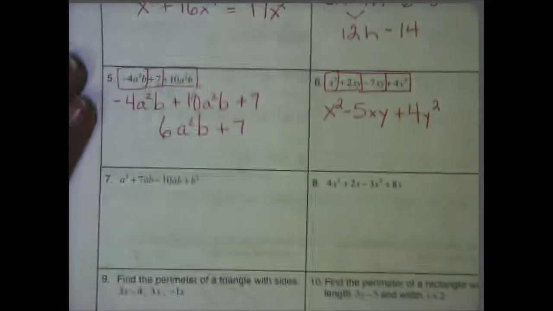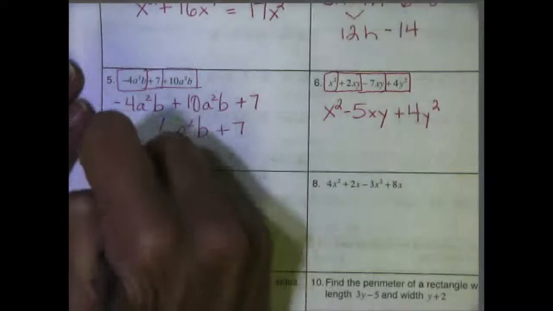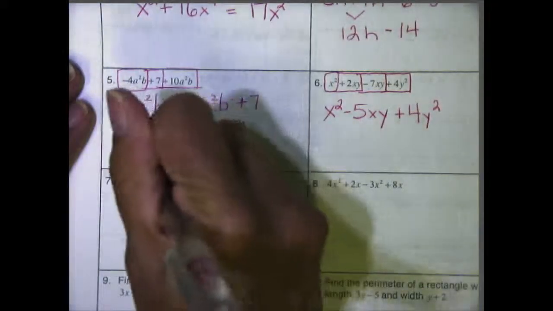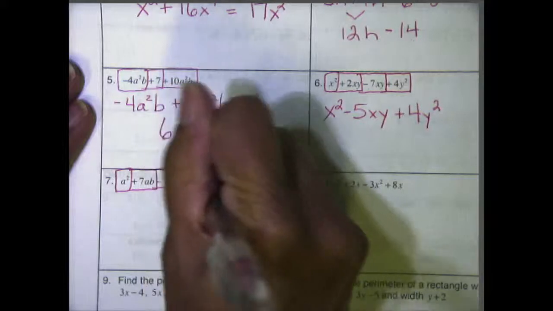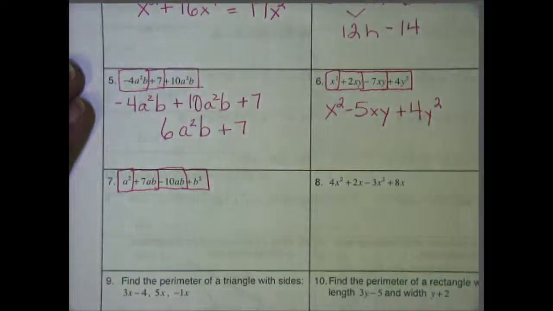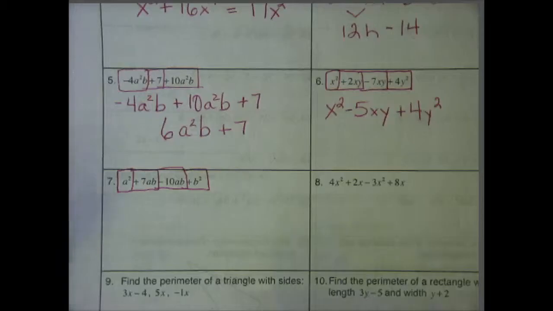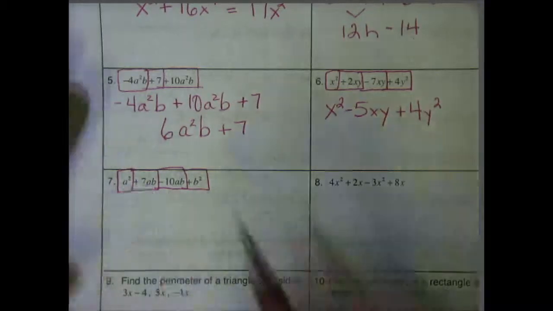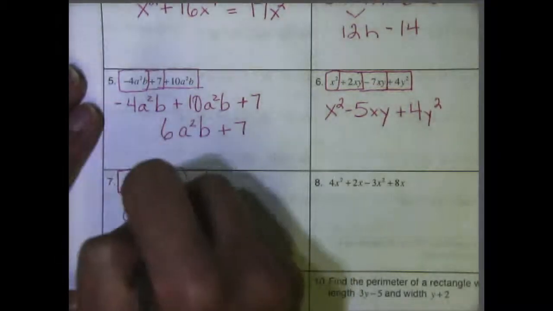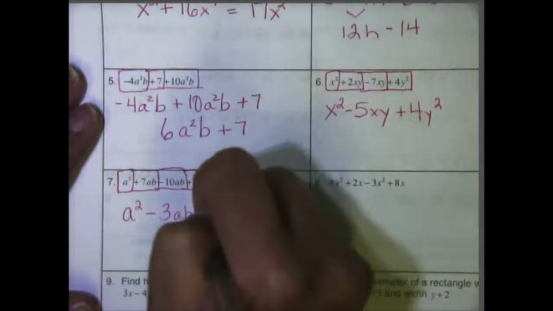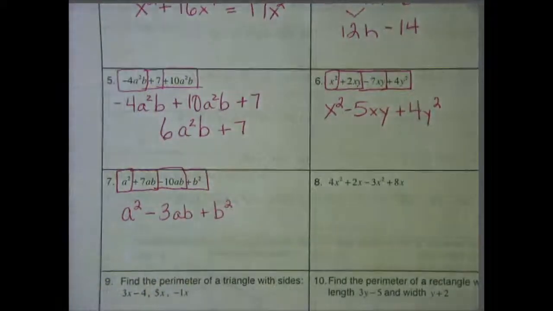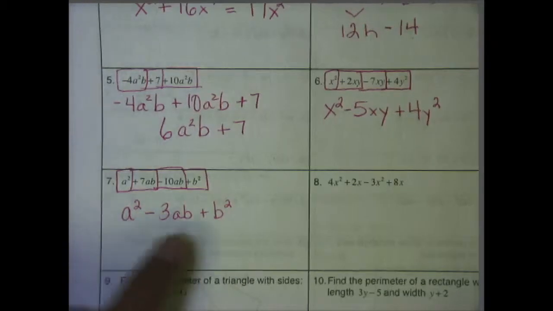Let's take a look at 7. Let's go ahead and box our terms. a to the second plus 7ab minus 10ab plus b squared. Again, it looks just like number 6. We have these terms out here that are not alike. We have these two in here that are alike. So we have a squared minus 3ab plus b squared. And that's as far as you can go. There are no other terms that you can combine there. Everything else is not like terms.